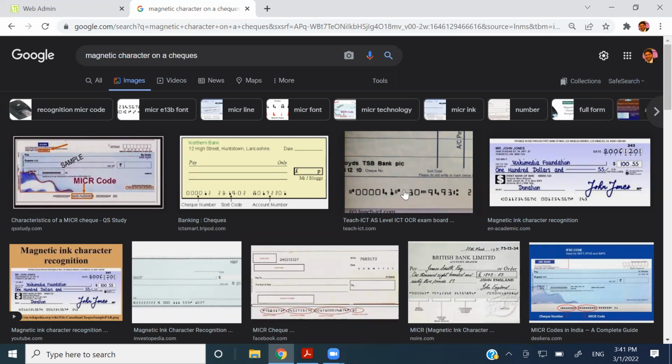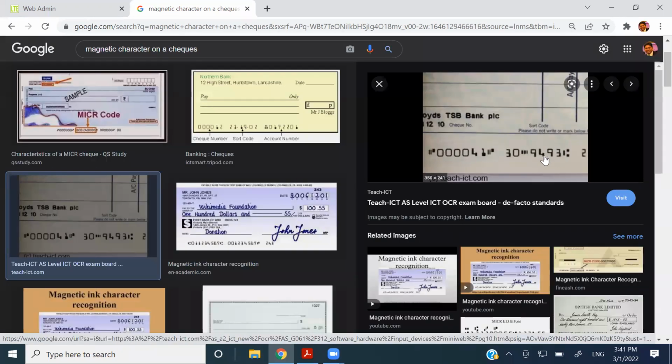So when it comes to the magnetic ink characters, the numeric values at the bottom part are written in magnetic ink. Whenever you present a particular check leaf to the bank, they will scan these characters to find out whether the check is a genuine one or not. Right. So this is the most famous place where we can find magnetic ink being used.